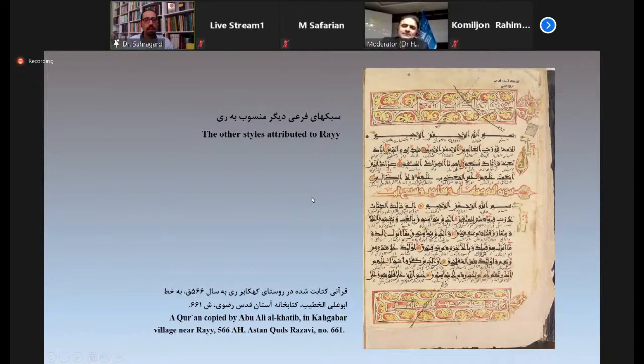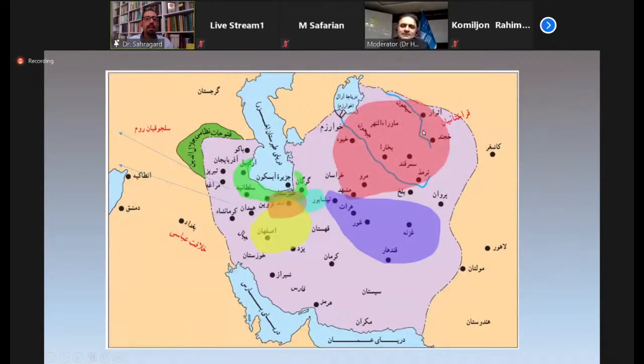In Ray, at least 3 different styles were used, which I have shown on the map.